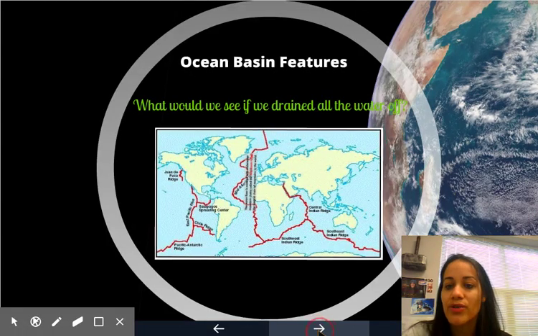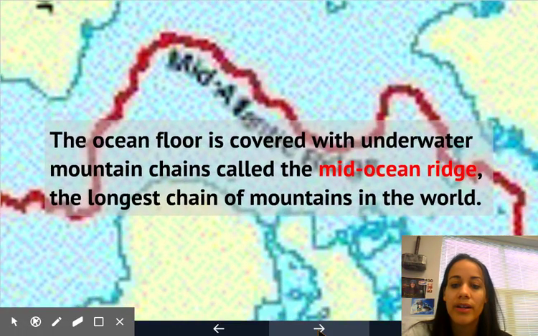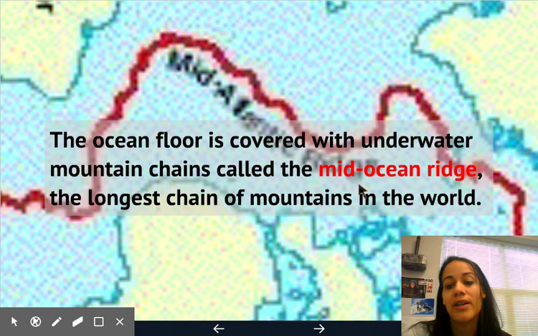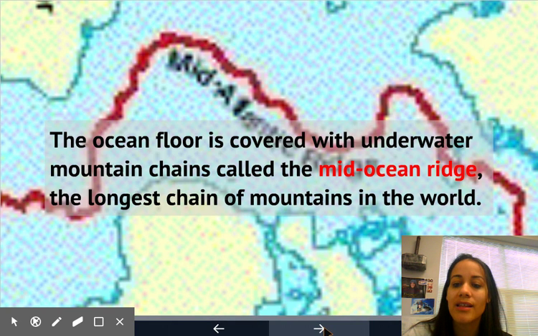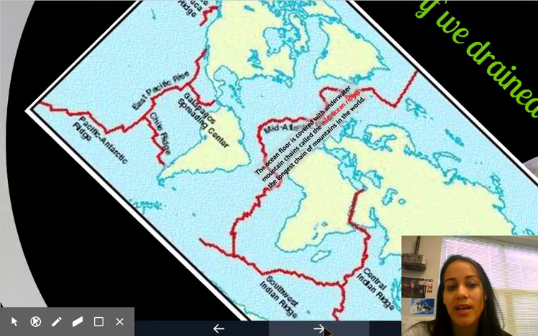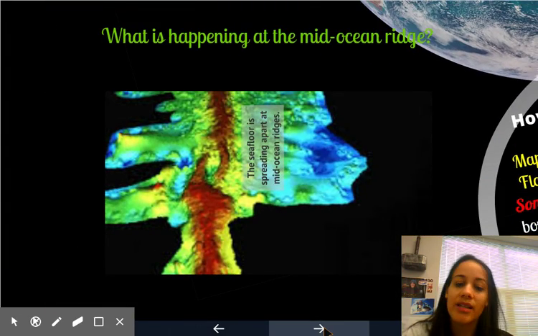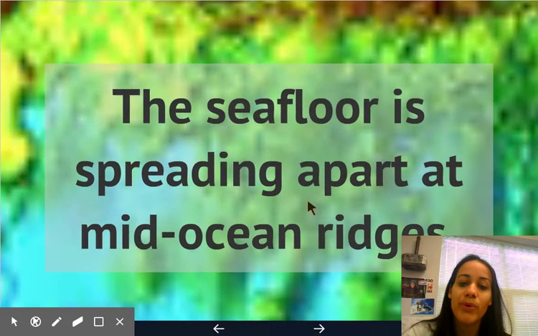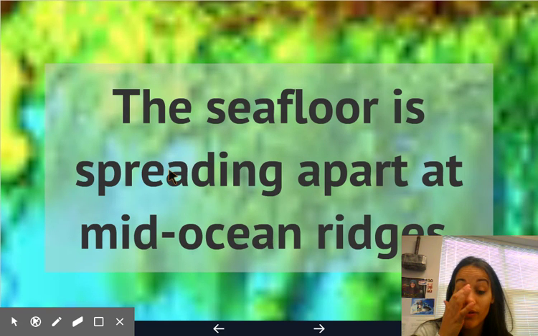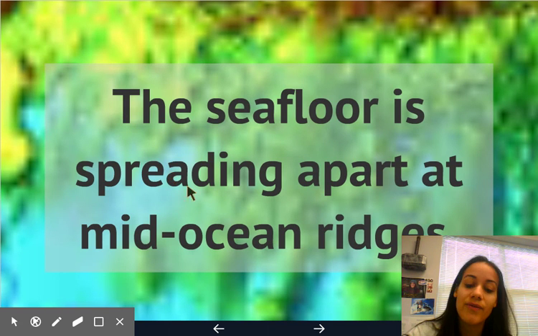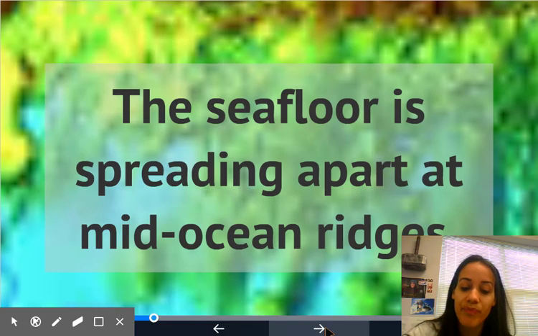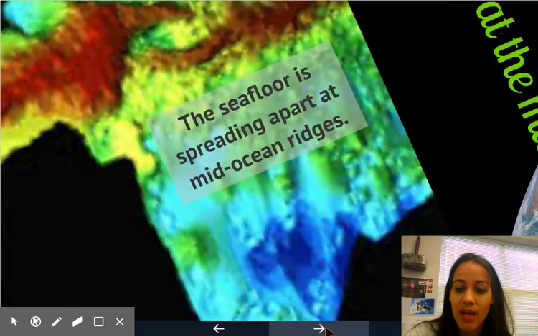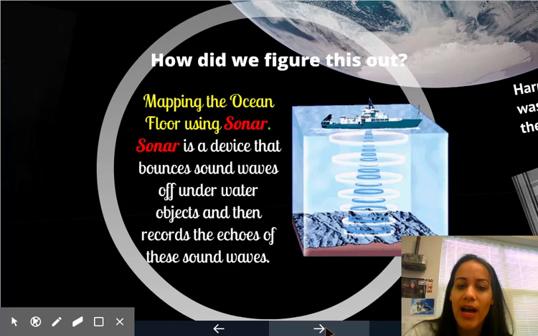All right, so the ocean basin features. What would we see if we drained all of the water in the ocean? The ocean floor is covered with underwater mountain chains called the mid-ocean ridge, which is the longest chain of mountains in the world. If we look at them closer, we can see that this is the area where the seafloor is spreading apart. The mid-ocean ridge is where the seafloor is being pushed up and new ocean floor is being created. So how do we know all of this?